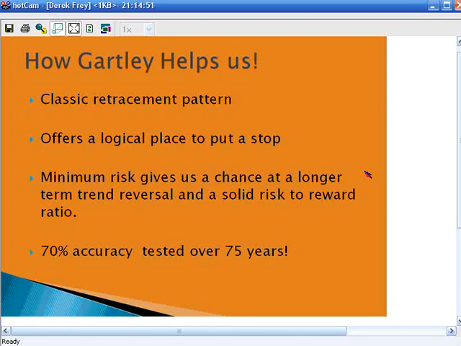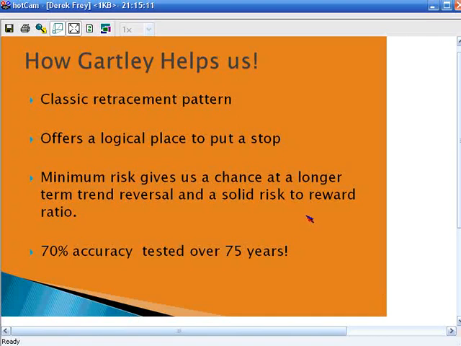The definition of crazy is to try the same thing over and over again and expect a different result. So do with that what you will. But anyway, that's really what a Gartley pattern is ultimately giving us. It's giving us a classic retracement pattern, and this is the number one reason why I use it.